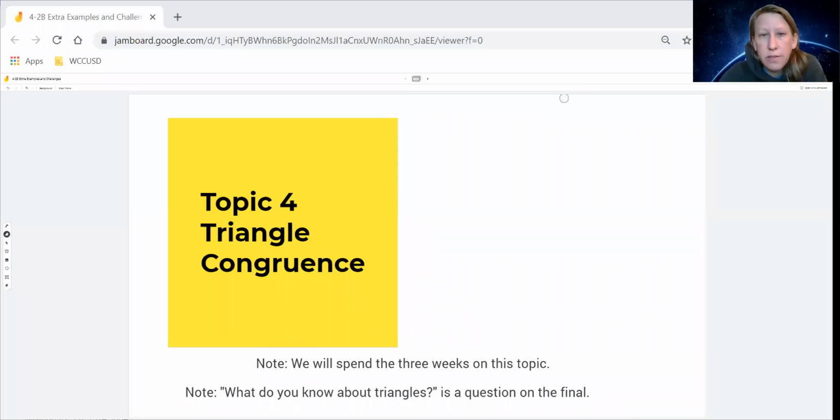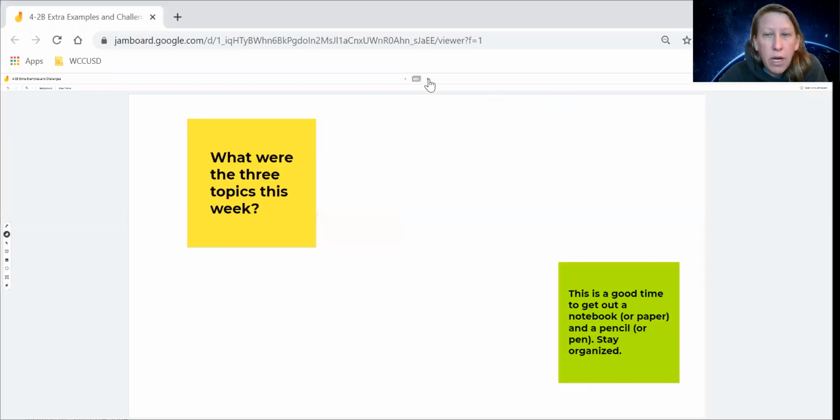Hello, students. These are some of the extra problems that we had last week. We're talking about triangle congruence. So what were the three topics we did in the textbook? We did 4-1, which was just called congruence. The idea with that one was that we had a way to show that triangles, or any shape, were congruent by showing that it maps onto another one through a composition of rigid motions.